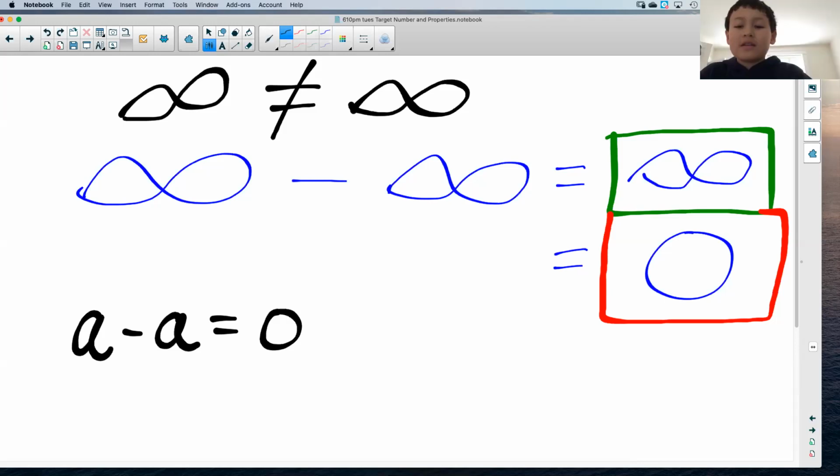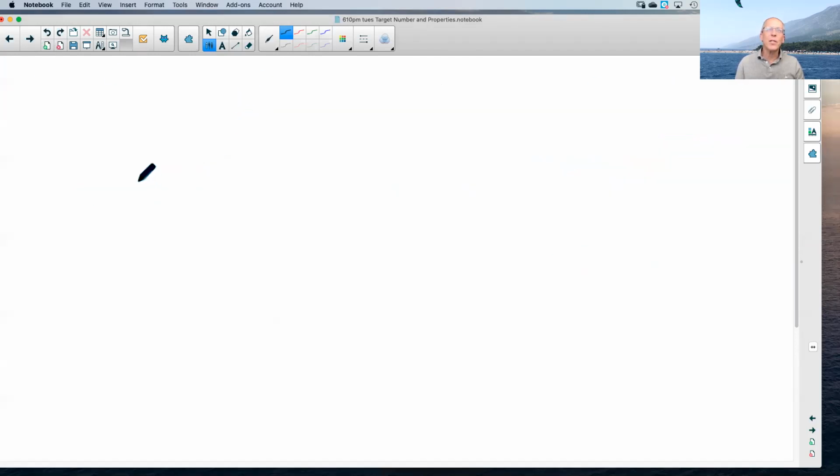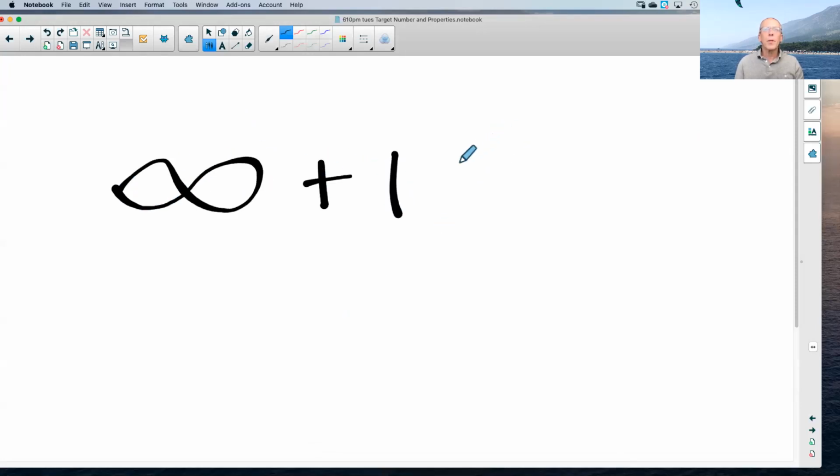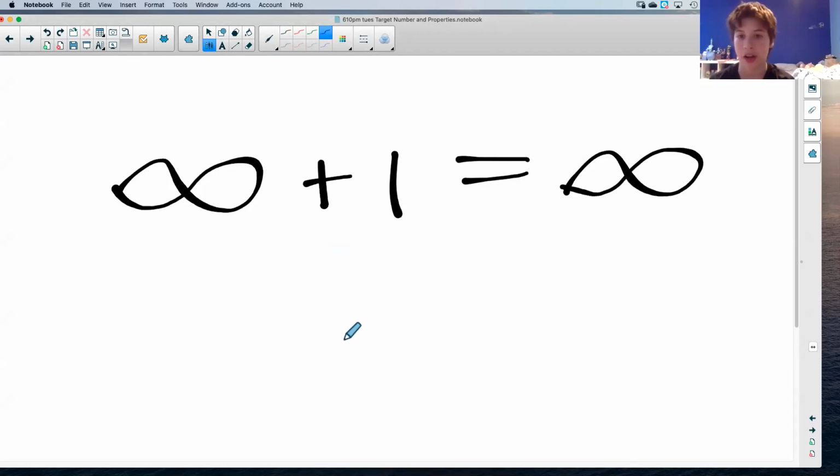Well, I just think that infinity minus infinity is undefined, because I think there's so many answers. Here's one of my proofs for why I was in the infinity camp and the undefined camp. One of my proofs is that infinity plus 1 is infinity. Infinity minus 1 is still infinity. But one could also say that infinity plus 1 is 1.